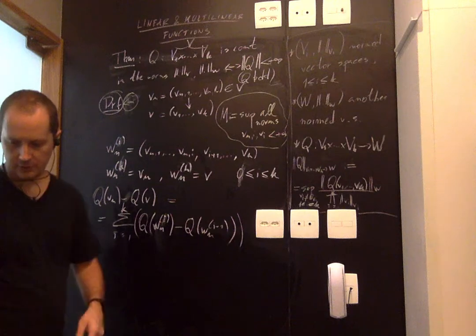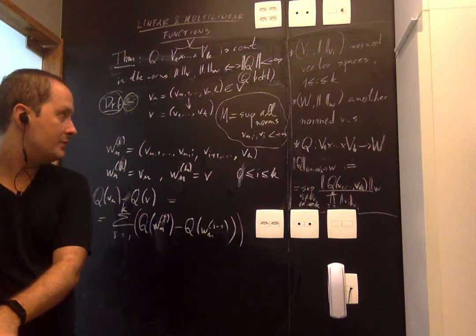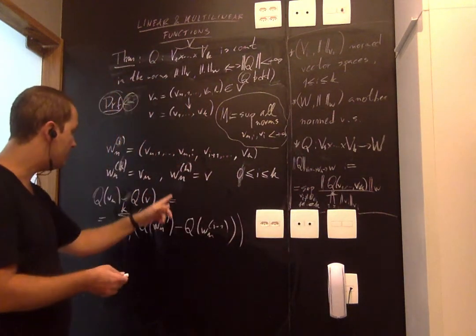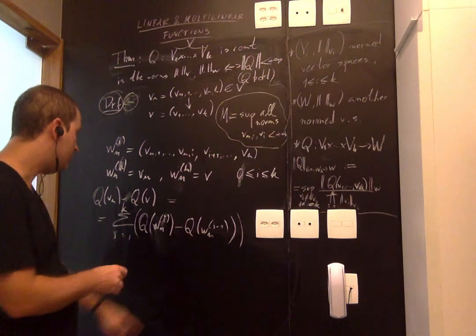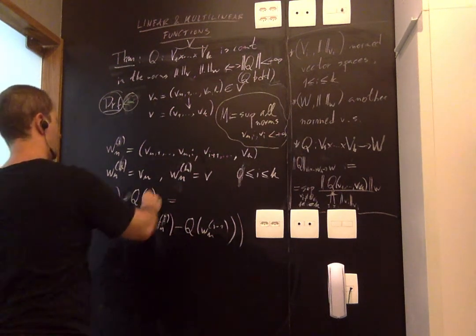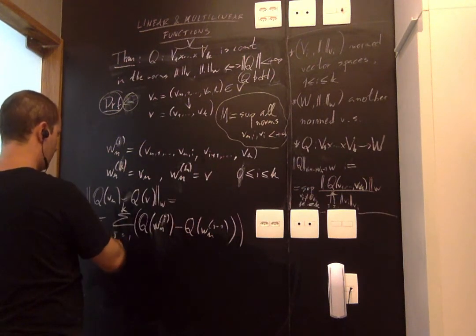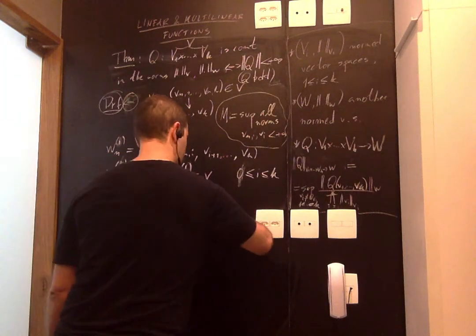Why is this useful? Because for multilinear things, I know what happens when I change one of the inputs. I don't know what happens when I change all of the inputs all at once. But here, in these guys, I'm changing only one input. And now let me explain to you what happens. So I have this norm. I'm just going to apply subadditivity of the norm to bound the norm of the sum by the sum of the norms.